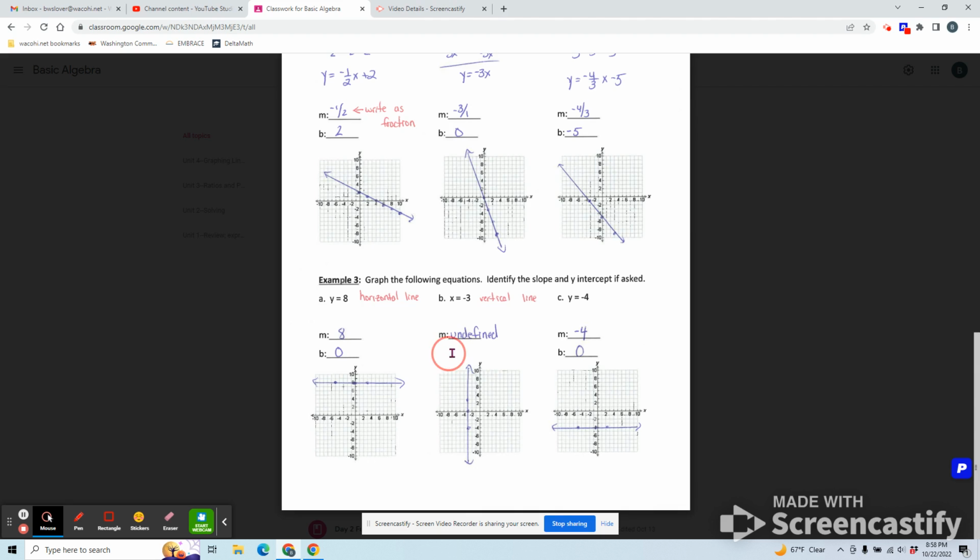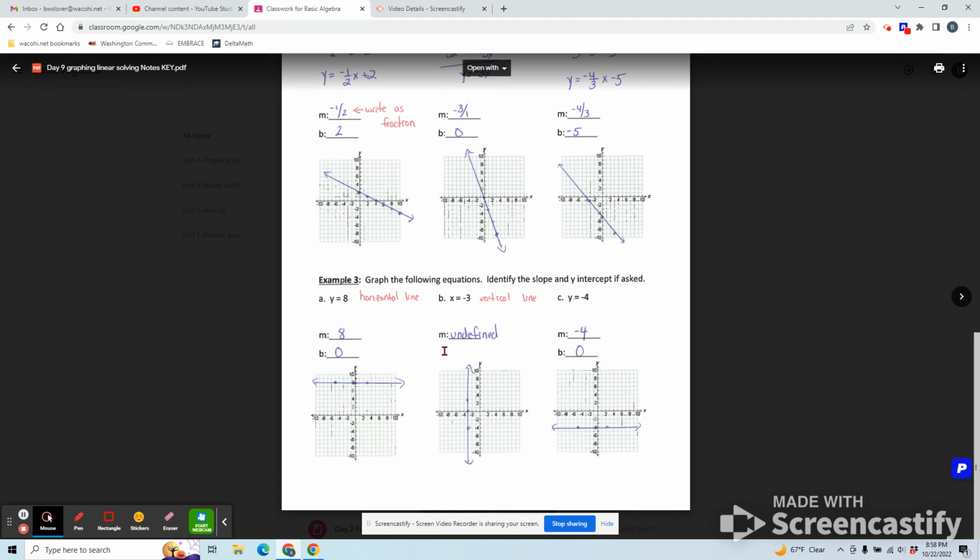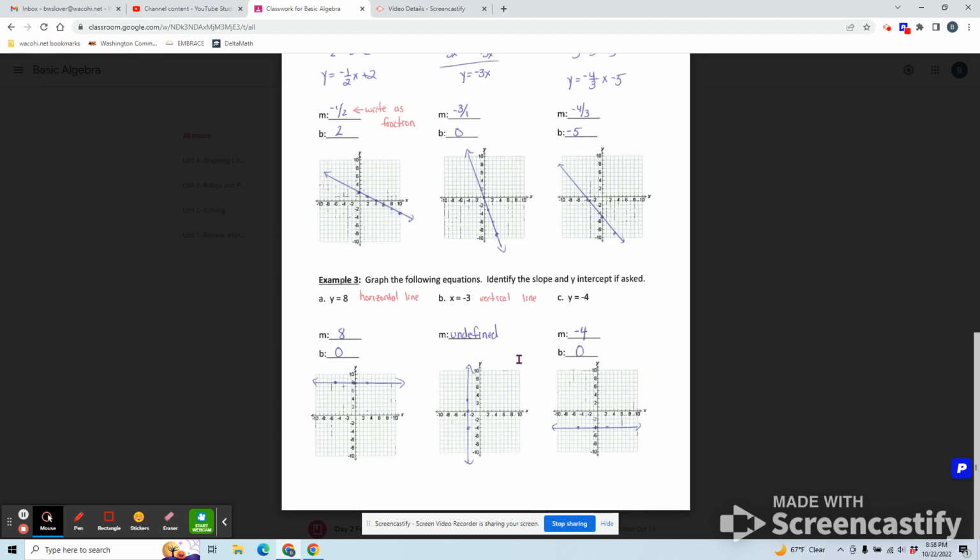Now, there is no y-intercept because typically it does not cross the y-axis. There's only one case where it would, but the good news is I'm not ever going to give that to you. So my vertical line, for purposes of this class, will never intersect the y-axis, which is why I will never ask you to list the y-intercept of a vertical line.